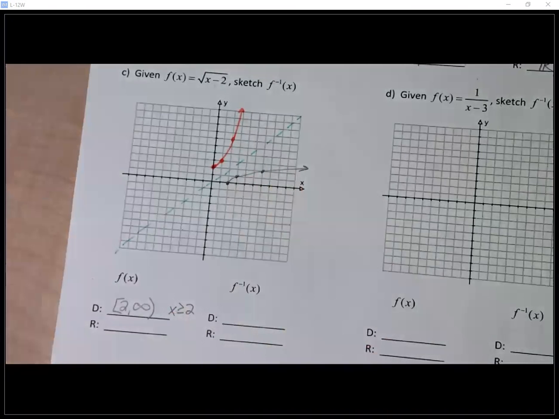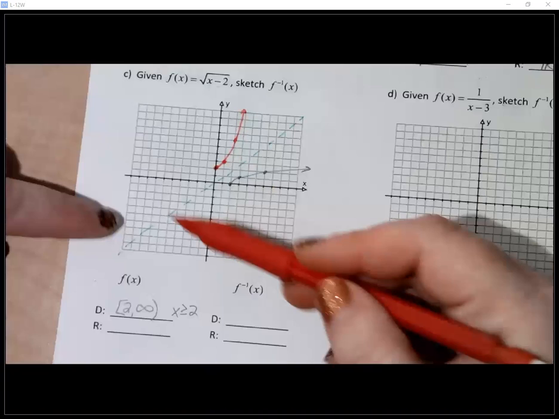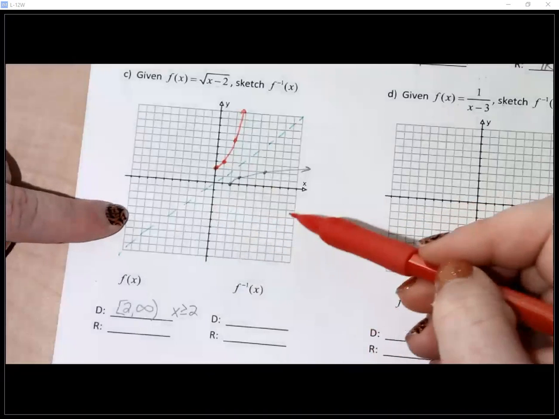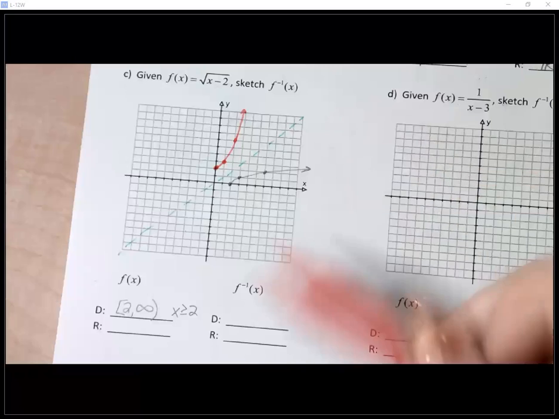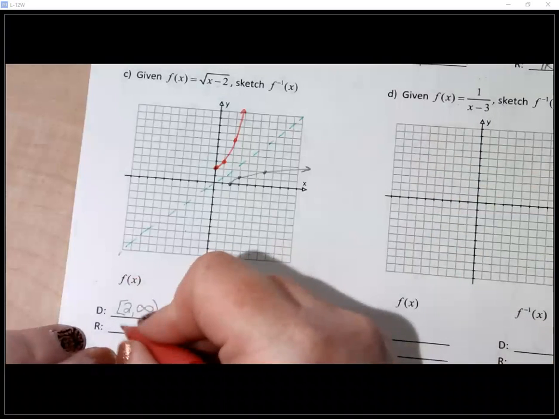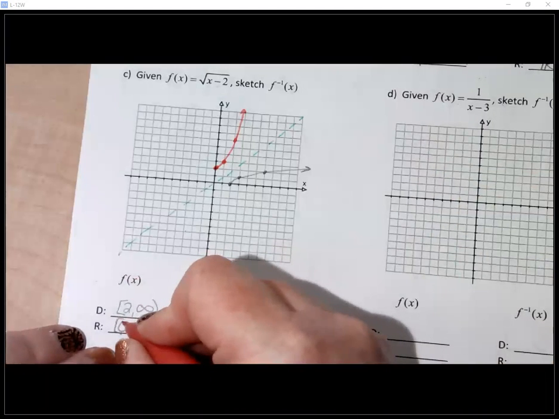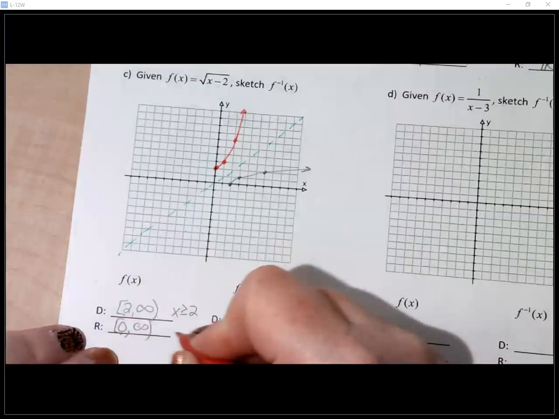What's the range of the original? Cedric, go ahead. 0. Yes, I'm starting my range. I don't have any y values that are negative, right? And I never will. I don't start having y values until 0, and then I will eventually have everything going up. So if you're doing interval notation, it'd be 0 to infinity, or y has to be greater than or equal to 0.